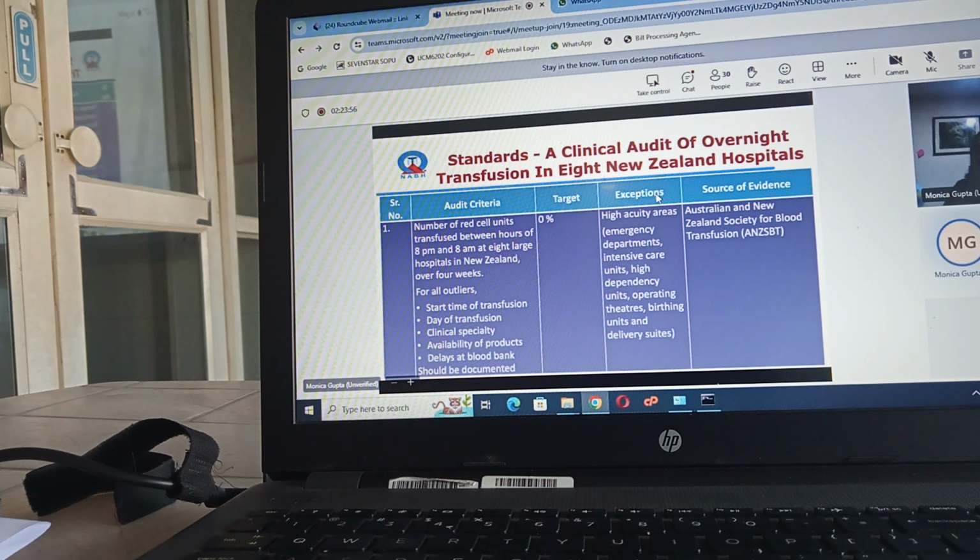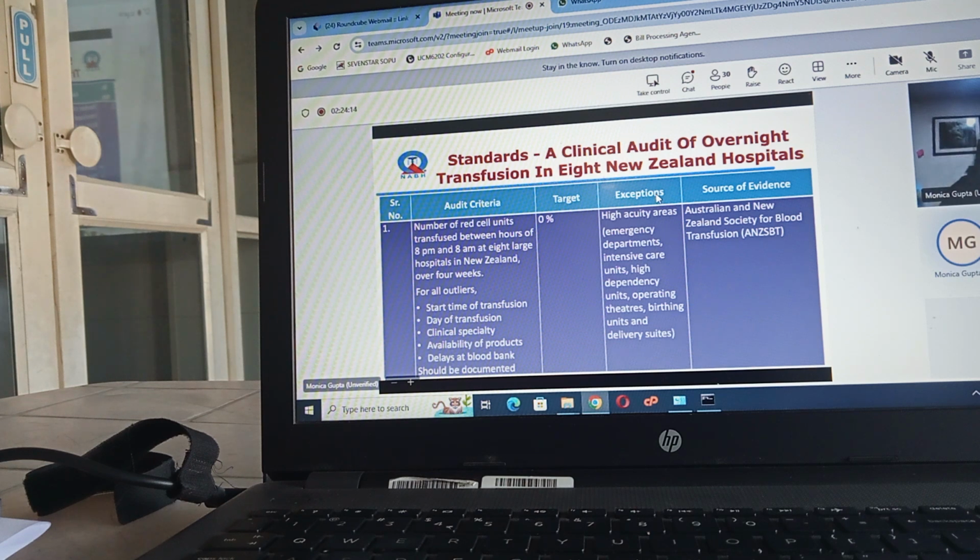So whenever a transfusion happens between 8 p.m. and 8 a.m., all of these things should be documented. What is our target as far as transfusion between 8 p.m. and 8 a.m. is concerned? It is 0%. And what are the exceptions? When will you transfuse at night?